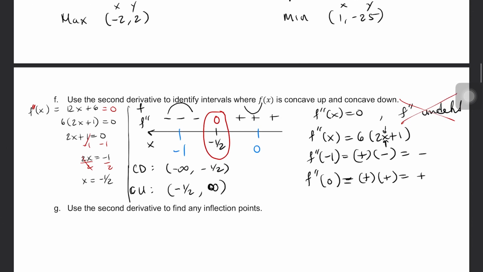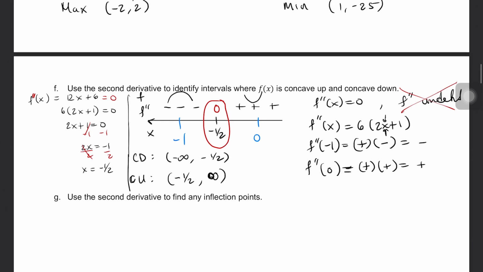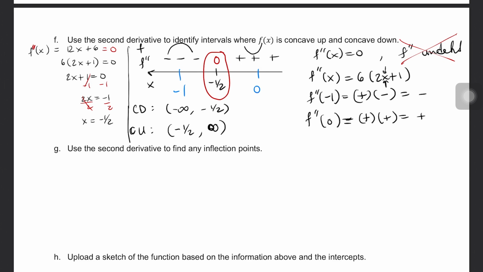What I always tell my students is that we're doing the same thing that we did with the first derivative, but we get different information. With the first derivative we get whether the function is increasing or decreasing. With the second derivative we get whether the function is concave up or concave down. All right, very nice. So let's move on to the possible point of inflection.